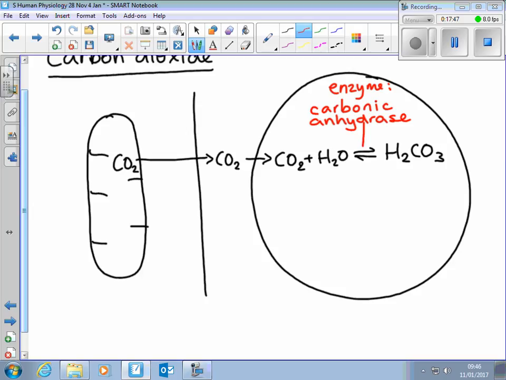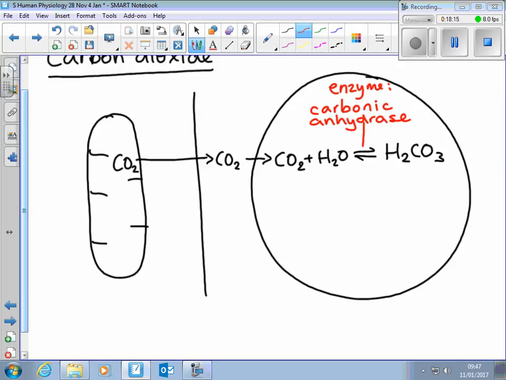Carbonic anhydrase. So what we're being told is this is an enzyme that removes water from carbonic acid, but it's also responsible for controlling the left to right reaction as well. Right, so it's a nice opportunity to introduce the idea of reversible reactions and enzymes as well. All right, so the enzyme involved here is inside the red blood cell.